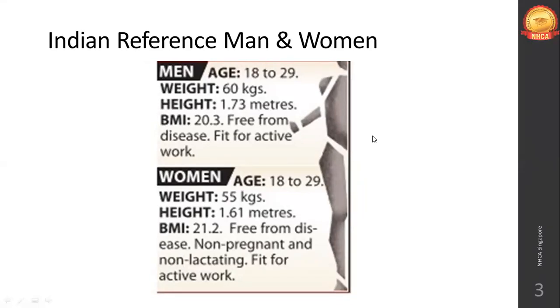And the BMI of the average Indian reference man should be around 20.75. And this person should be free from any diseases, and they should be physically fit and active for their work.